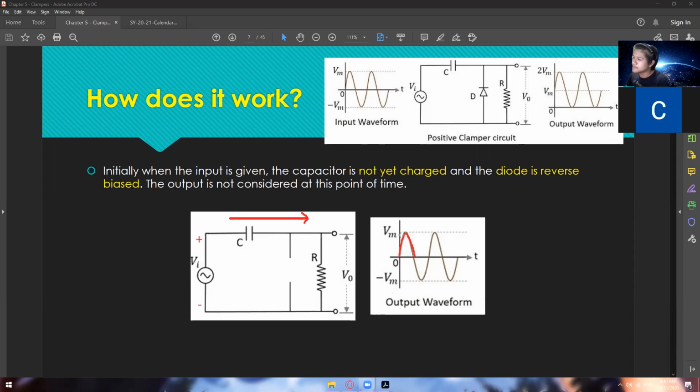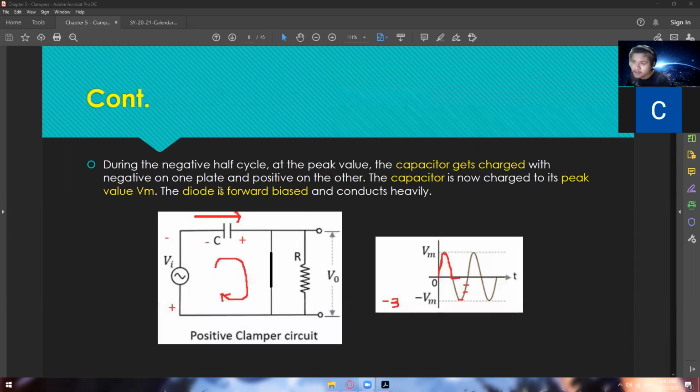Positive only. Second, during the negative half cycle, at the peak value, the capacitor gets charged with negative on one plate and positive on the other. So the capacitor is now charged to its peak value. Call that one VM or VMC. The diode is forward biased and conducts heavily.